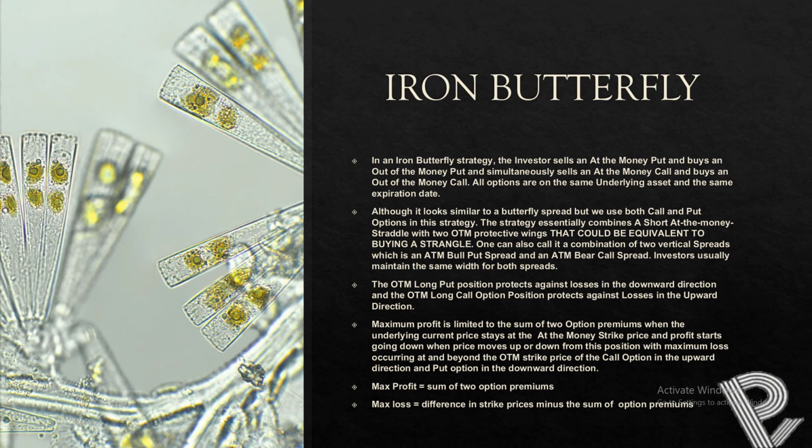Max profit is limited to the sum of two option premiums when the underlying current price stays at the money strike price, and profit starts going down when price moves up or down from this position, with max loss occurring at and beyond the OTM strike price of the call option in the upward direction and put option in the downward direction. Max profit is equal to the sum of two option premiums. Max loss is equal to the difference in strike prices minus the sum of the two premiums.